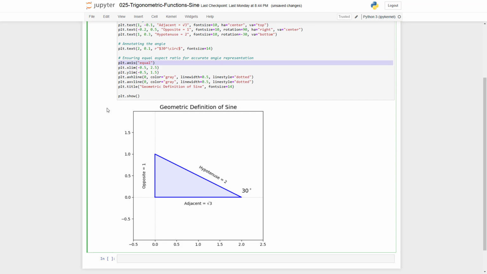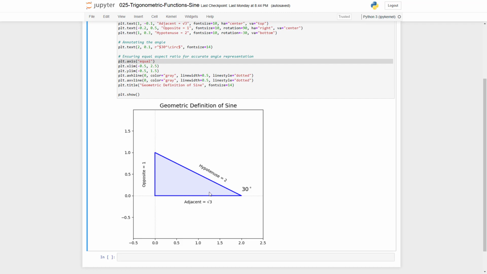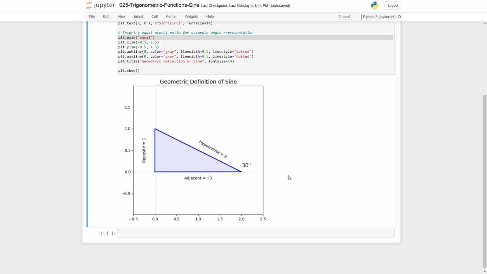This relationship, as I mentioned, holds true for any triangle with a 30-degree angle, no matter its size, pretty much. Whenever we have the 30-degree angle in a 90-degree triangle, the hypotenuse is always double the opposite side. Let's talk about the unit circle.